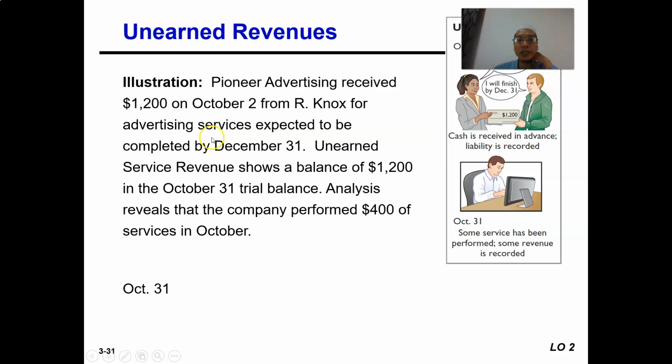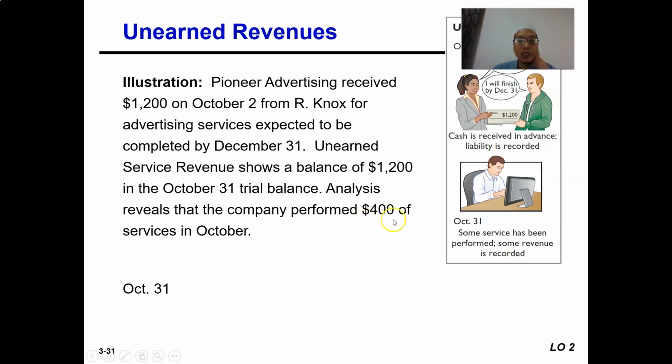Pioneer Advertise will run the advertising service for 3 months. So at the end of 31st October, 1 month of advertising has been done. Therefore, we need to recognize 1 month of revenue. So 1 month of revenue equals $400. Because the advertising cost is 1,200 for 3 months, and 1 month has passed, 400 should be recognized as revenue in October.